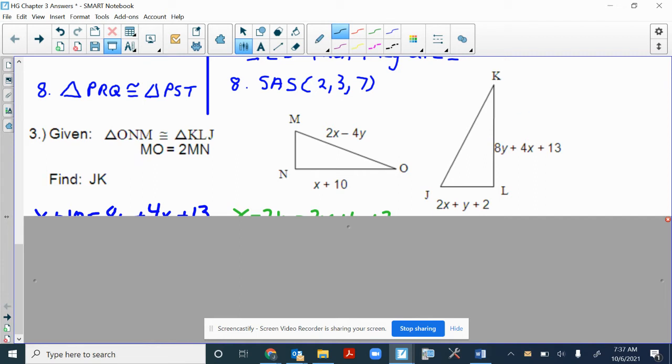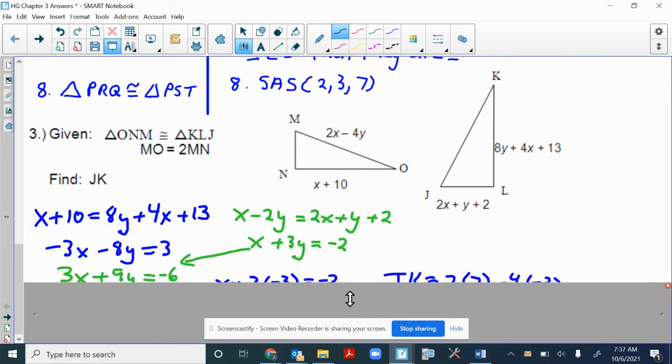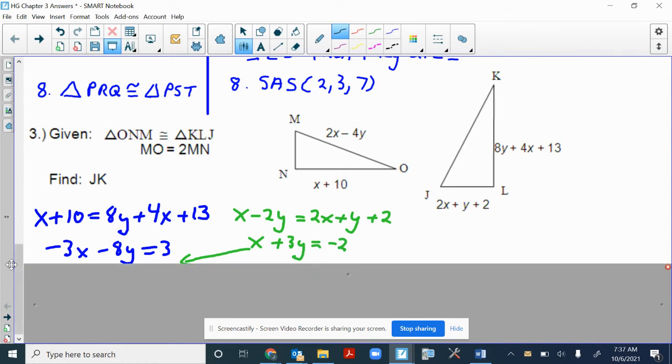They want us to find JK, so side JK, which is the hypotenuse over here. We do know the two triangles are congruent, and we also know that side MO is double MN. Because of that, we can set up a few equations here. The first one I'm going to do is say x plus 10 equals 8y plus 4x plus 13, which is literally saying NO is congruent to KL.